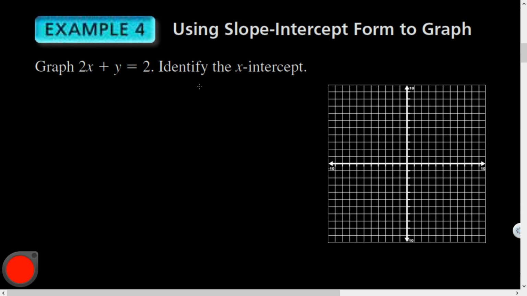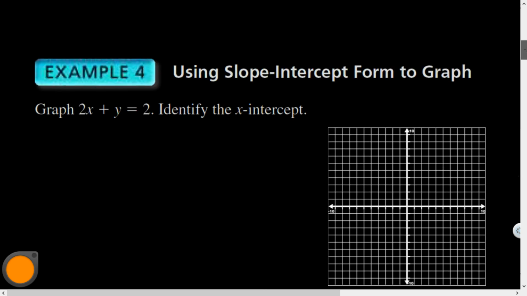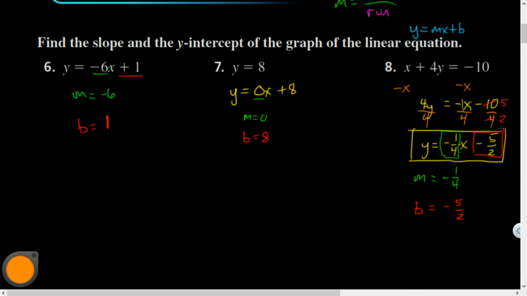So, here we go. Example 4, I think you guys got this. Question? Oh, the b was the -5 halves. Sorry. Yeah, -5 halves. All right, it's the constant, right? Because that would have been in the slot of b in that location right there.